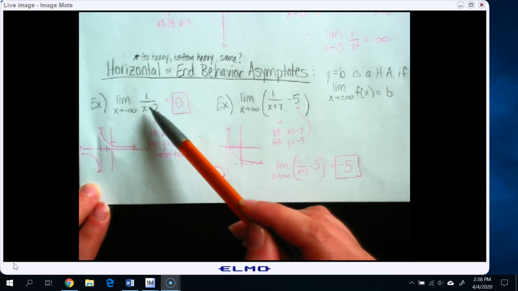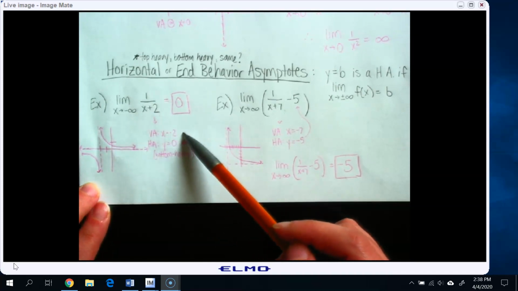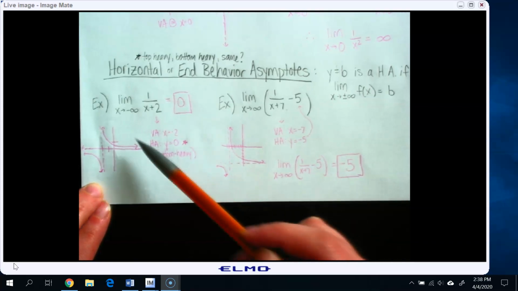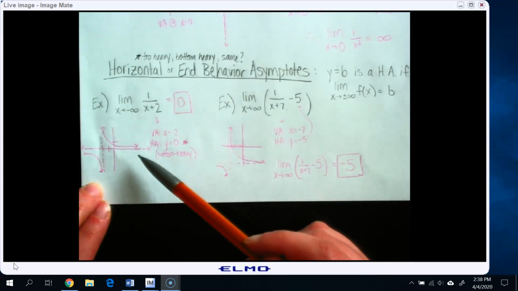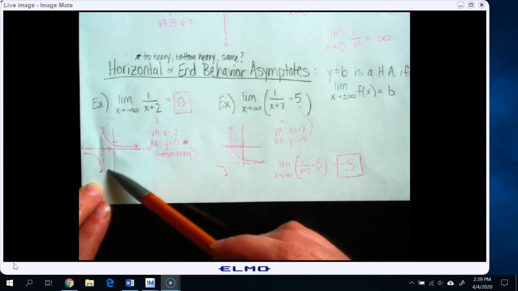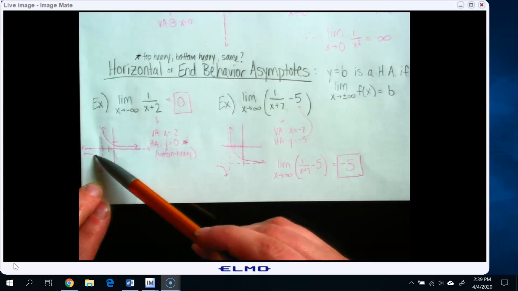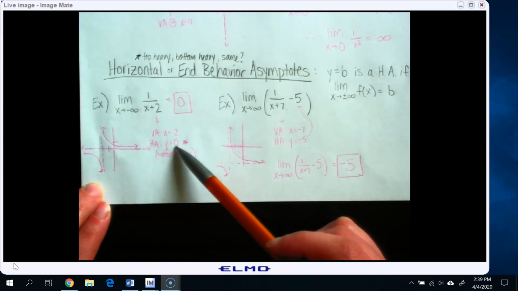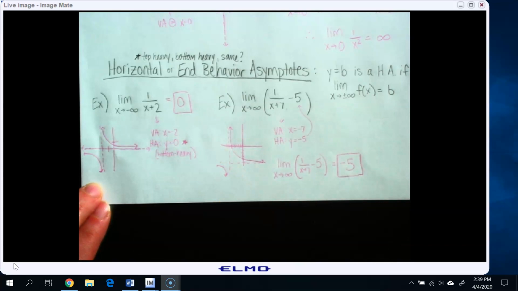This function, I know, has a vertical asymptote at negative 2 and a horizontal asymptote at 0 because it's bottom heavy. And so this is the graph I can end up with. So if I want to know the limit as x approaches negative infinity, that would be right here. And as I approach negative infinity, I'm approaching that horizontal asymptote, which was 0. And that's why my answer would be 0.